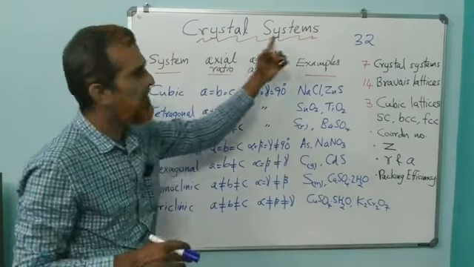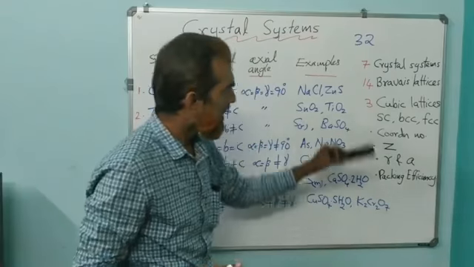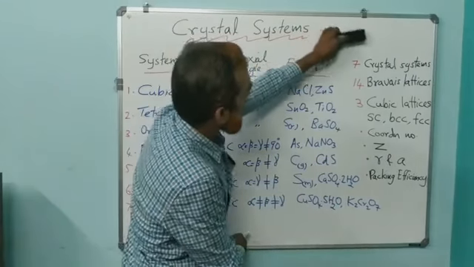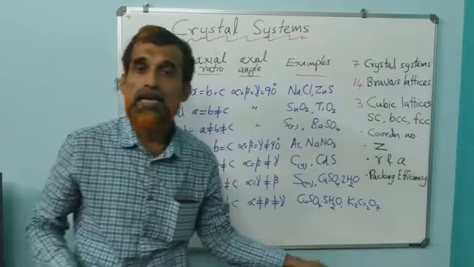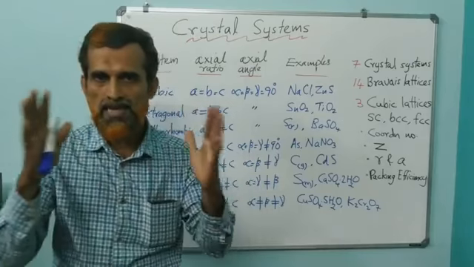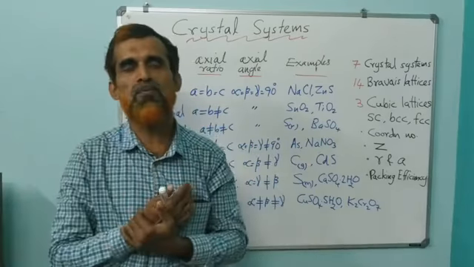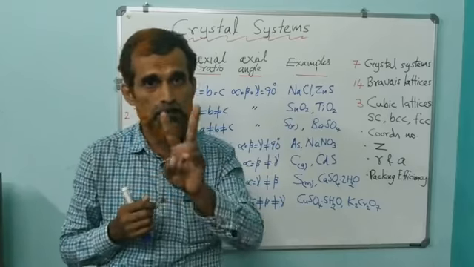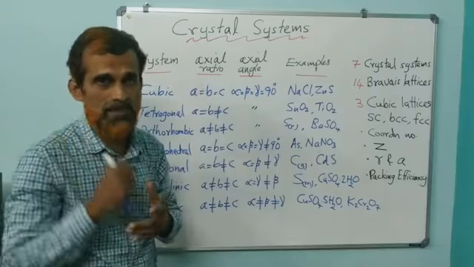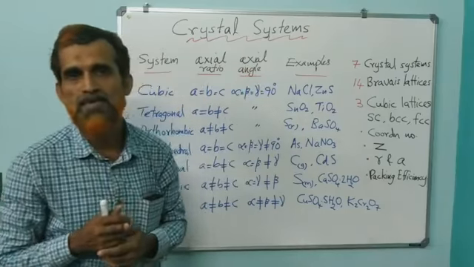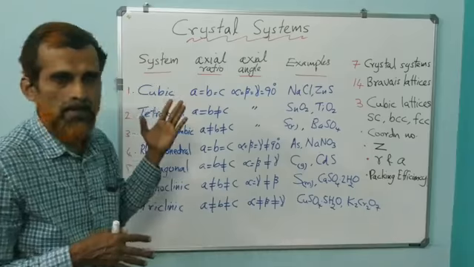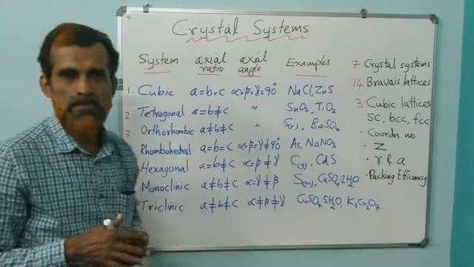So what are the important 7 crystal systems? Each crystal system or crystal shape is characterized by 2 parameters, what we discussed in the previous class. The crystal lattice, which represents the arrangement of the constituent particles in a crystal, is characterized by 2 parameters. Which are they? The axial distance ratio, that is a, b, c, and axial angle ratio, that is alpha, beta, gamma. So based on that, we can understand the 7 crystal systems.